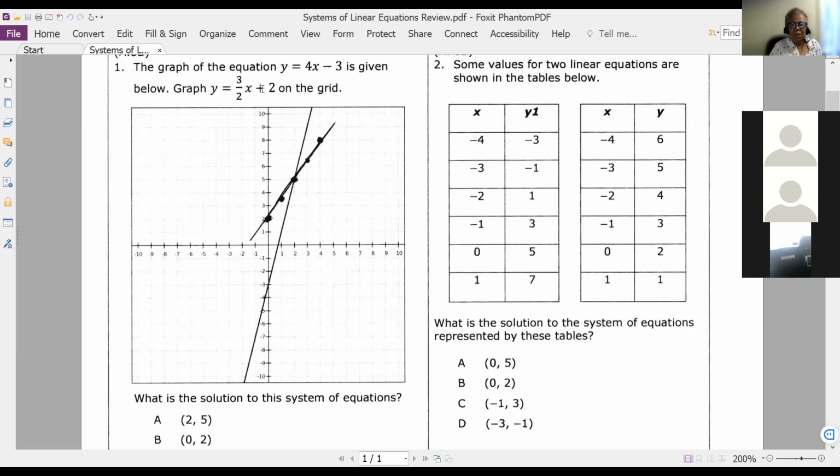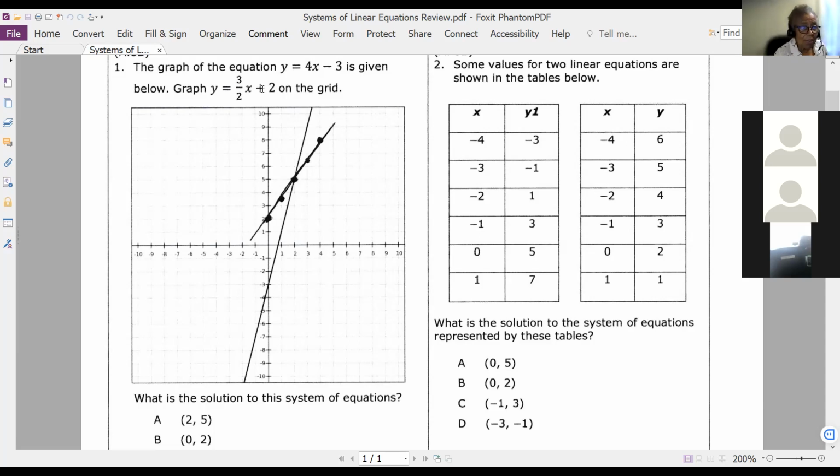There's a way you can figure it out without plotting. Just like we've been doing with finding the solutions to our simultaneous equations, you could use the methods we use, elimination or substitution. But I gave you the value so you could plot it on your graph and then see the point of intersection. That's where you get the solution.